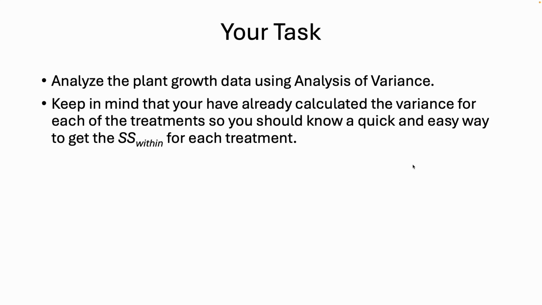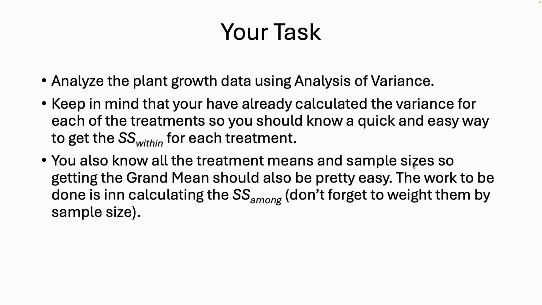Keep in mind that you've already calculated the variance for the treatments, so you should know a quick and easy way to get the sums of squares within for each treatment. You just multiply the variance times the degrees of freedom, and that will return the sums of squares. You also know all the treatment means and sample size, so getting the grand mean should also be pretty easy.